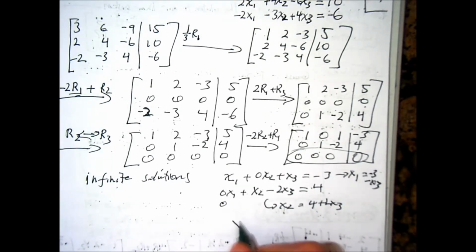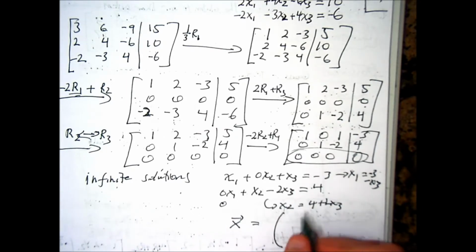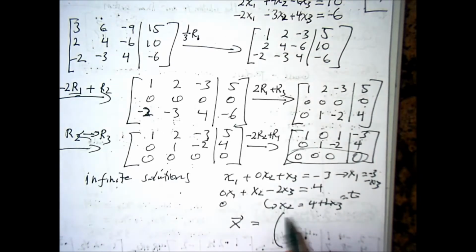So you would write a vector as, so this is your free variable. This is your t that I talked about last time. And this would become negative 3 minus t for your first element, 4 plus 2t for your second element, and then just t for your third element.